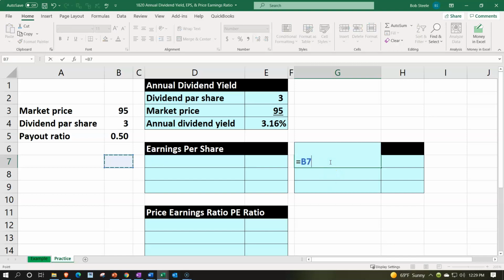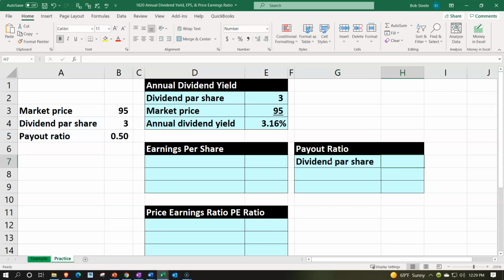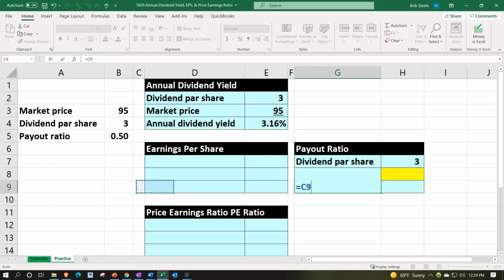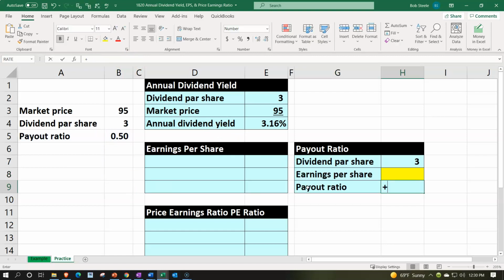We could take the dividends per share, which is going to be the 3, and we could write this out algebraically, like horizontally, or you could put it into a nice little table here and basically back into the unknown. I'm going to pick up then the 3. The thing that we do not know is the earnings per share. So I'm going to say earnings per share, and I'm going to make that yellow. That's going to basically be the unknown. That's what we're kind of backing into here. We do know the payout ratio, which they gave us at the 0.5. So we've got the 0.5 on the payout ratio.